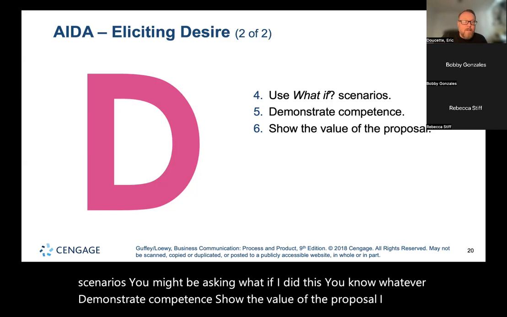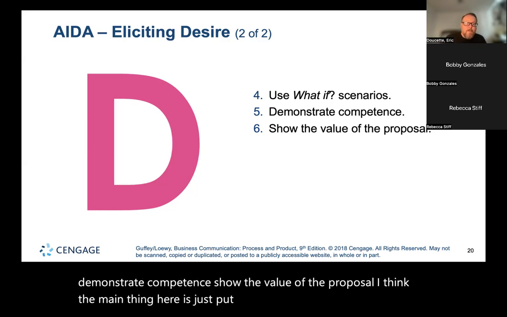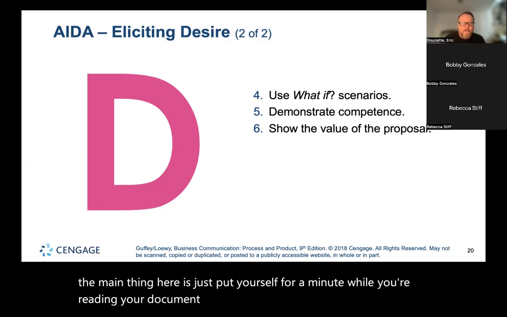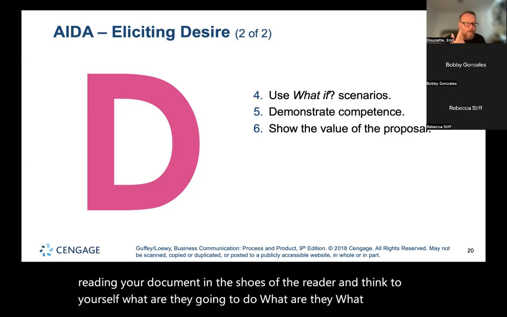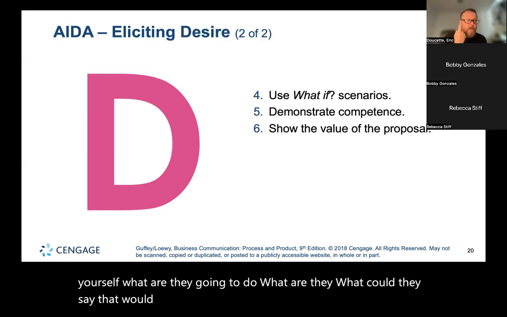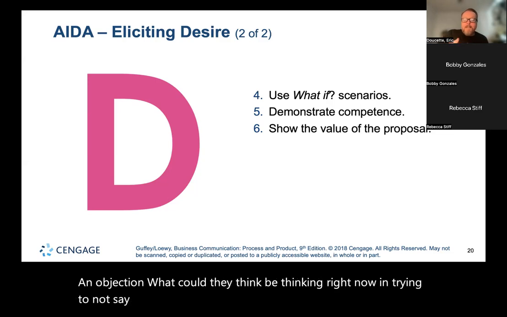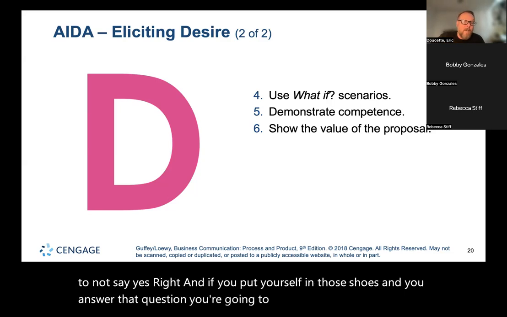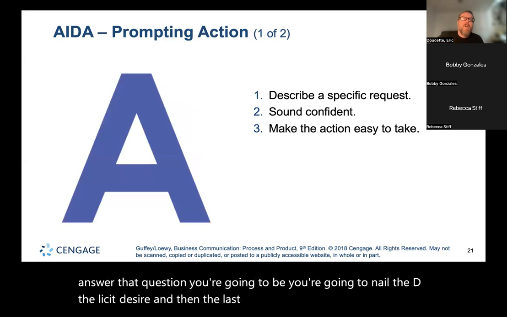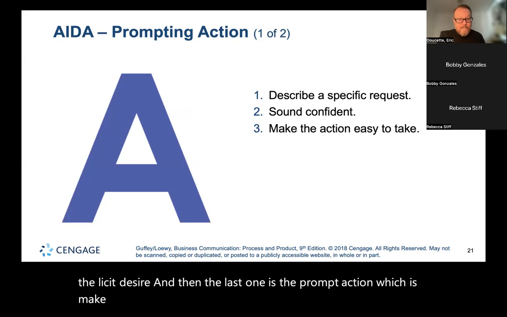I think the main thing here is to put yourself for a minute, while you're reading your document, in the shoes of the reader and think to yourself, what are they going to do? What could they say that would be an objection? What could they be thinking right now in trying to not say yes? If you put yourself in those shoes and you answer that question, you're going to nail the D, the elicit desire. And then the last one is the prompt action, which is: make your request clear, specific, confident, and make it easy too.